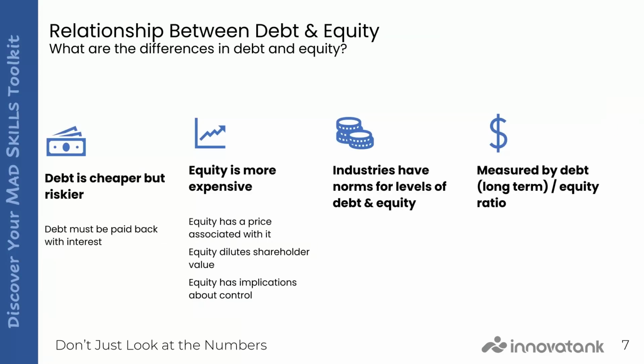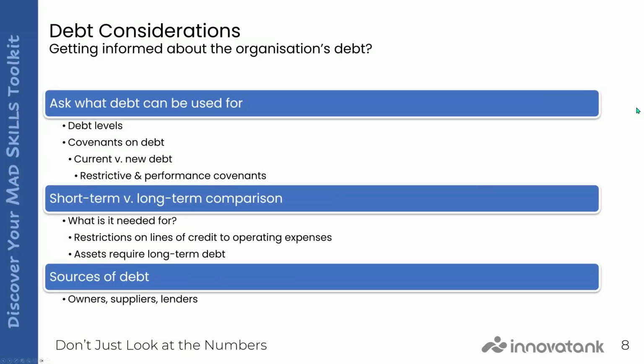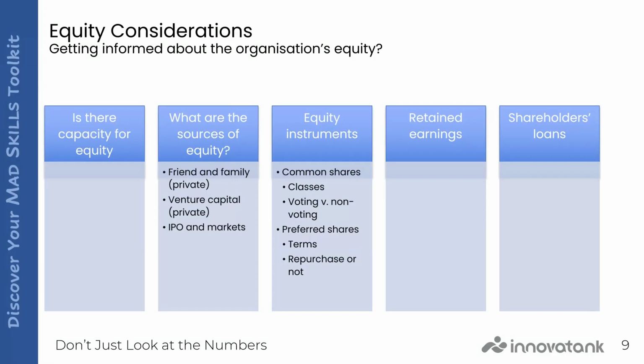A key part of comparison analysis is understanding the relationship between debt and equity. Debt is cheaper, but riskier and must be repaid with interest. Look at things like your debt ratios, interest coverage, covenants, short and long-term use, and restrictions. Things like lines of credit can usually only be used for operating expenses. Equity is more expensive and dilutes ownership and control.